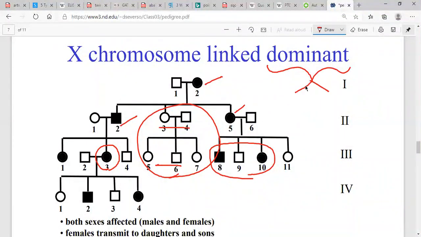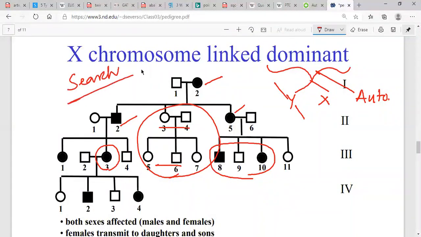Next, it could be Y-linked, it could be X-linked, or it could be autosomal. Now again we will study, it cannot be Y-linked because in Y-linked only the males are affected. Again we will study those patterns. Search for a male. If it is dominant, search for a male. So here is a male, and you can see both of his daughters are affected.